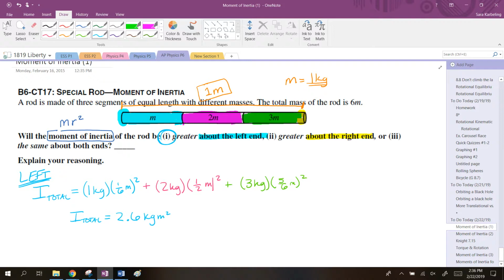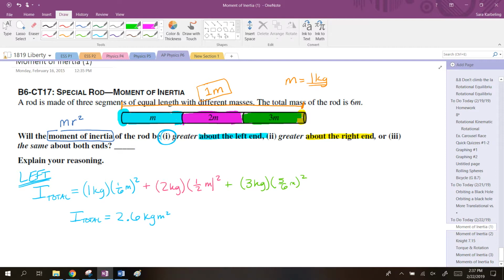So we've got most of the mass of this whole thing really far from, or really close to, the axis of rotation? Far from. If we have something that's far from the axis of rotation, is that going to make it easier or harder to stop it? Harder to stop it. The bigger the moment of inertia, the harder it is to stop this thing from rotating or start it rotating. Does that make sense? So I'm thinking that the moment of inertia about the left end is going to be greater than about the right end. But let's do the math right now to figure it out.